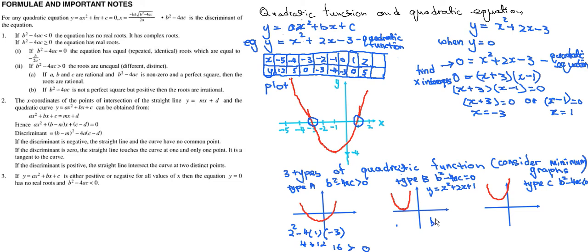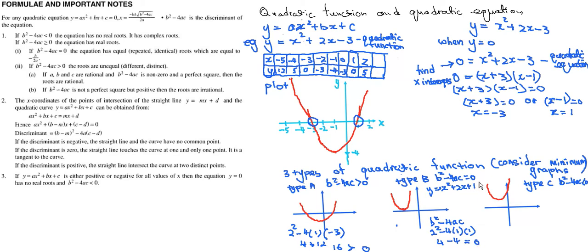b squared minus 4ac. b is actually 2, so b is 2 squared minus 4. a here is 1, and c is actually 1. So 4 minus 4 gives you equal to 0.